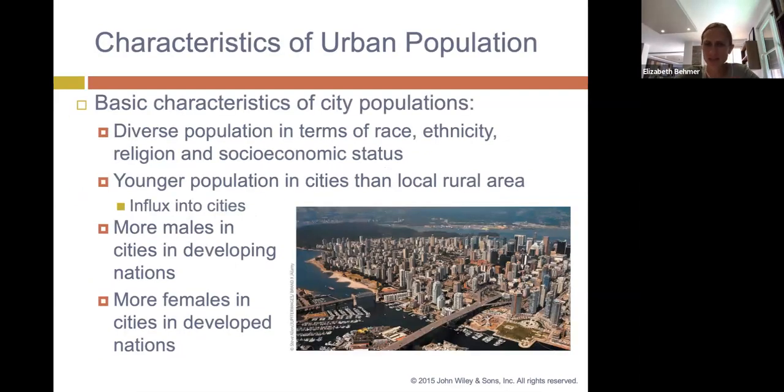The basic characteristics of city populations: they're very diverse in race, ethnicity, religion, and socioeconomic status. There's a younger population in cities than in rural areas, usually an influx into the cities. There are more males in cities in developing nations and more females in cities in developed nations.